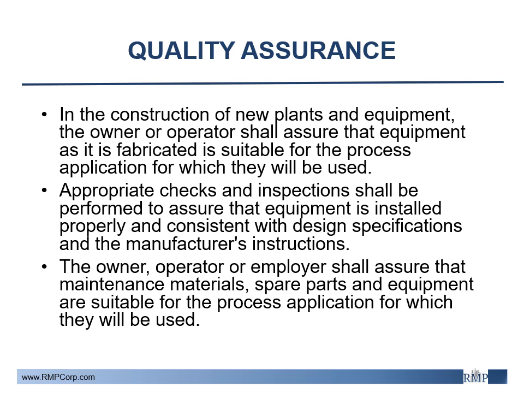Lastly, in terms of quality assurance, there are these requirements. In the construction of new plants and equipment, the owner or operator shall assure that equipment as it is fabricated is suitable for the process application for which it will be used. Appropriate checks and inspections shall be performed to assure that equipment is installed properly and consistent with design specifications and manufacturer's instructions. The owner, operator, or employer shall assure that the maintenance, materials, spare parts, and equipment are suitable for the process application for which they will be used.